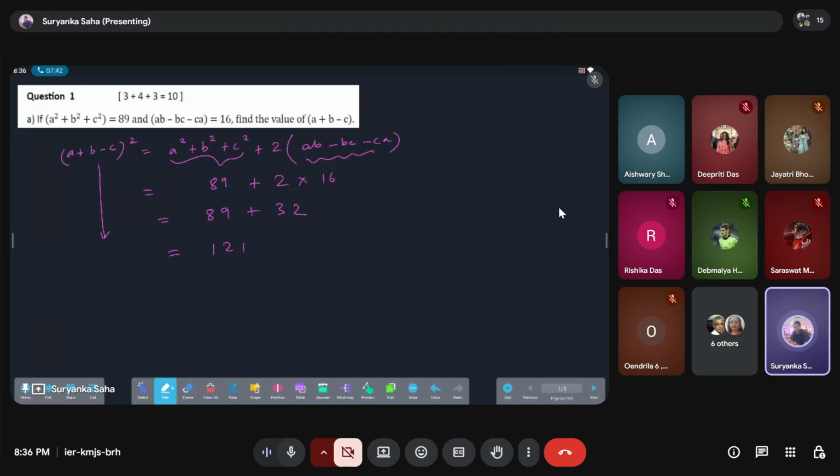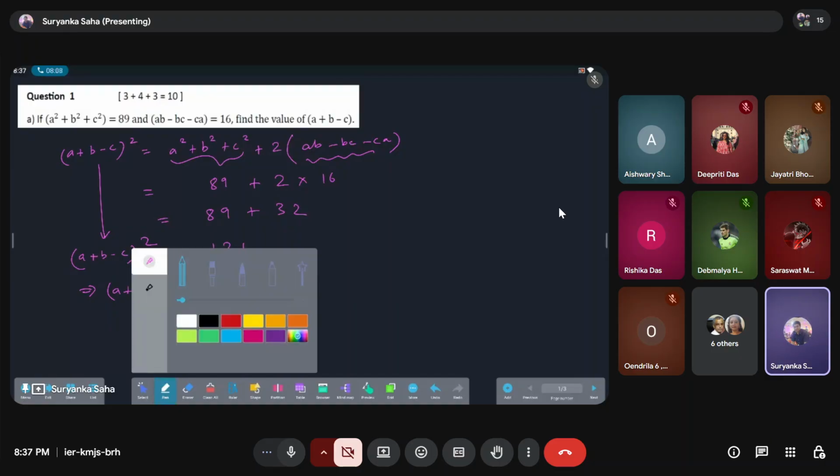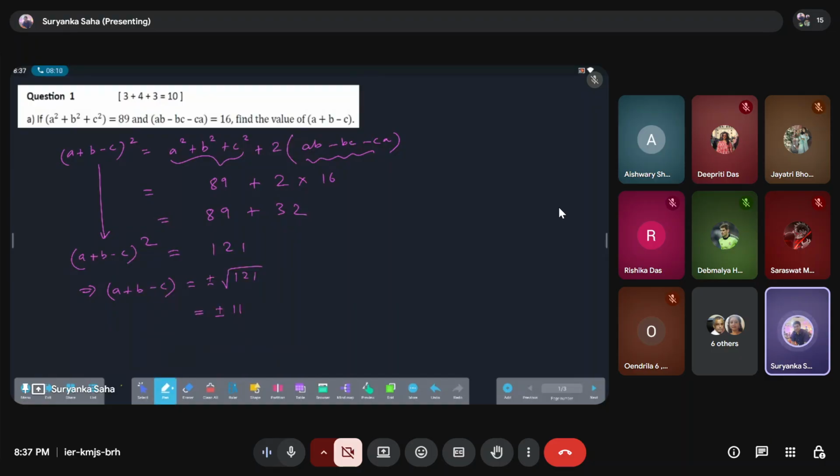A plus b minus c. So let me write a plus b minus c whole square equal to 121. So in the next step, a plus b minus c will be equal to plus minus root over 121. If you miss this plus minus, in school marks will be deducted. I may deduct 1. Okay, so it will be plus minus 11. So that will be the answer. So plus minus 11 will be the answer.